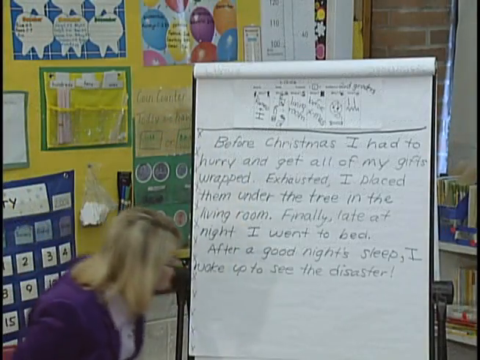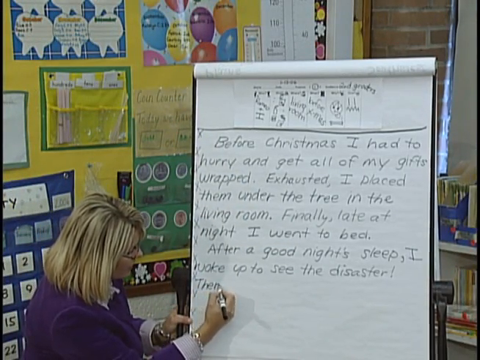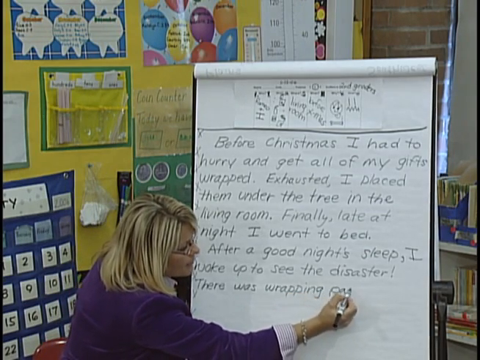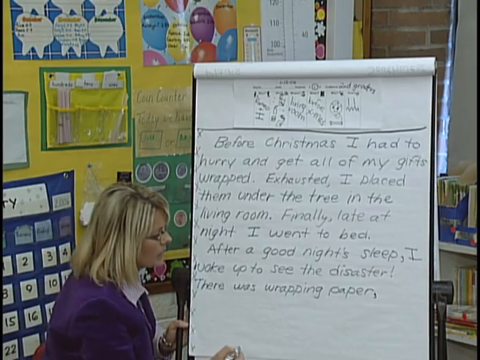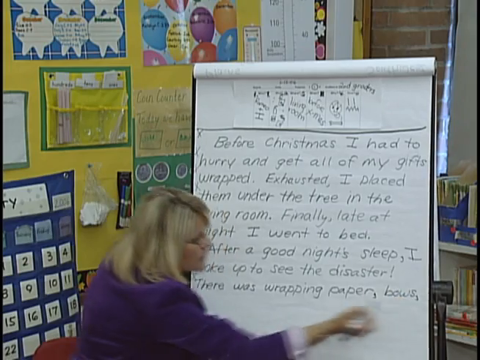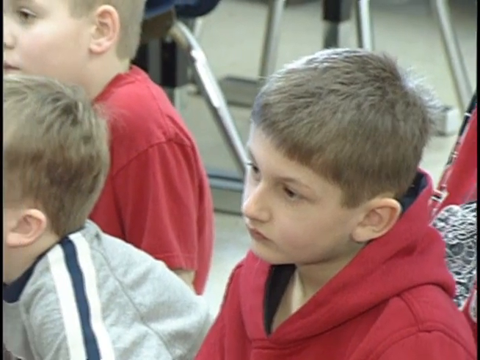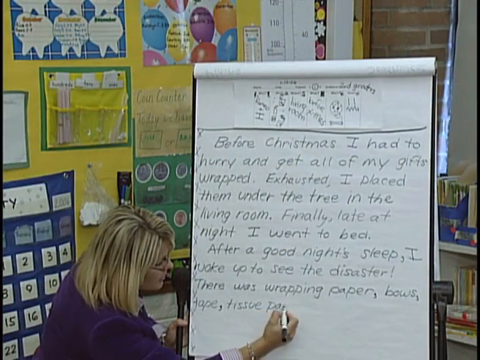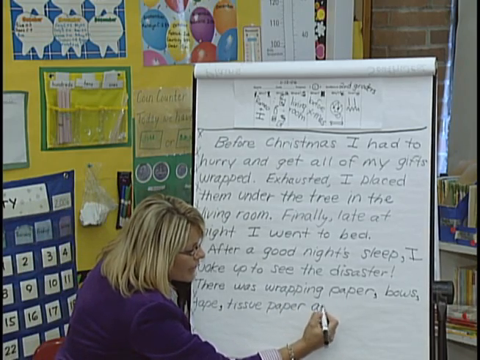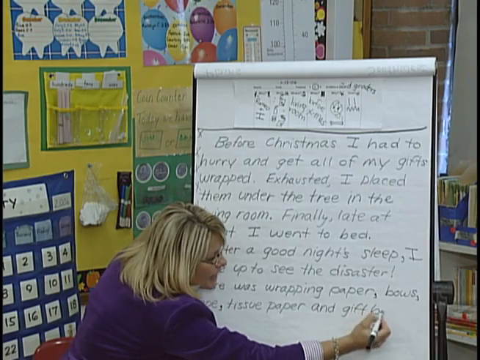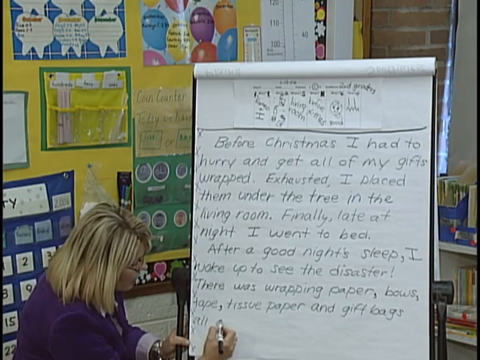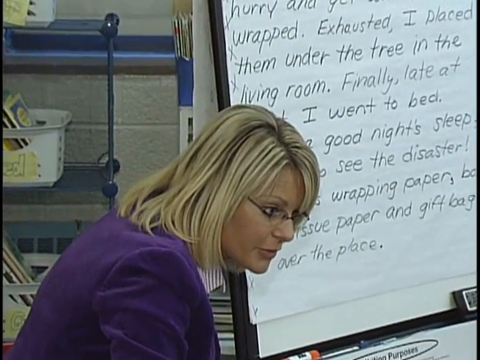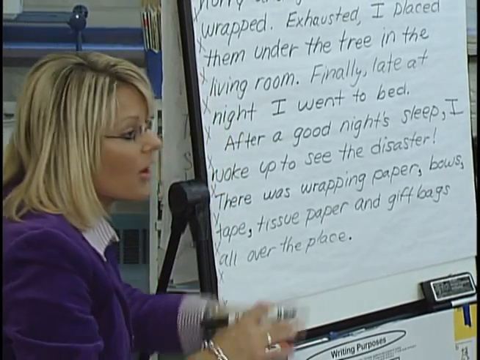Now I need to kind of describe it. There was wrapping paper. I'm going to make a list, so I'm going to do a comma here. There was wrapping paper, bows, another comma, tape, another comma, because I'm making a list of things. There was wrapping paper, bows, tape, tissue paper. And before my last thing, I'm going to put and gift bags all over the place. Yes, all over the place. All that hard work of wrapping things and putting in gift bags was gone.